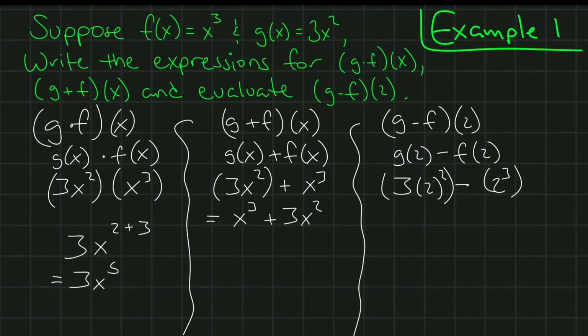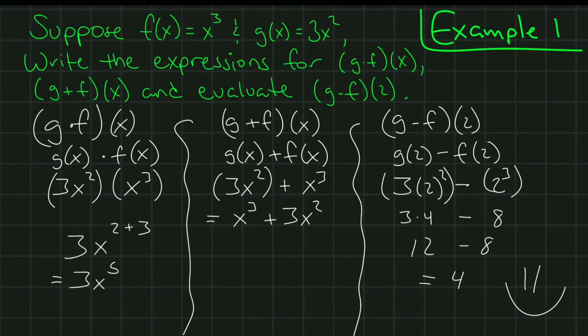Order of operations, we're going to do the exponent, so 2 squared is 4. So we have 3 times 4 minus 2 cubed, which is 8. 3 times 4 is 12. 12 minus 8 equals 4.